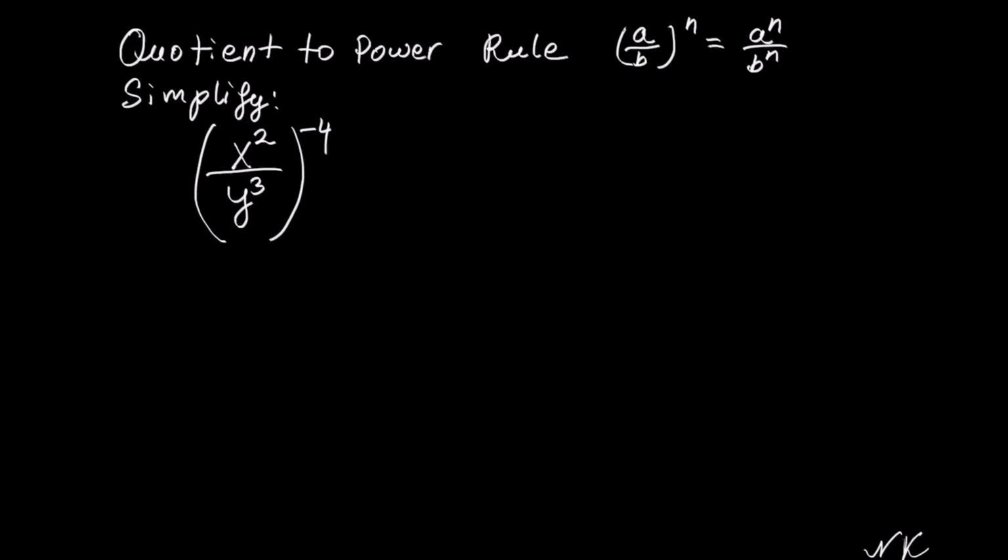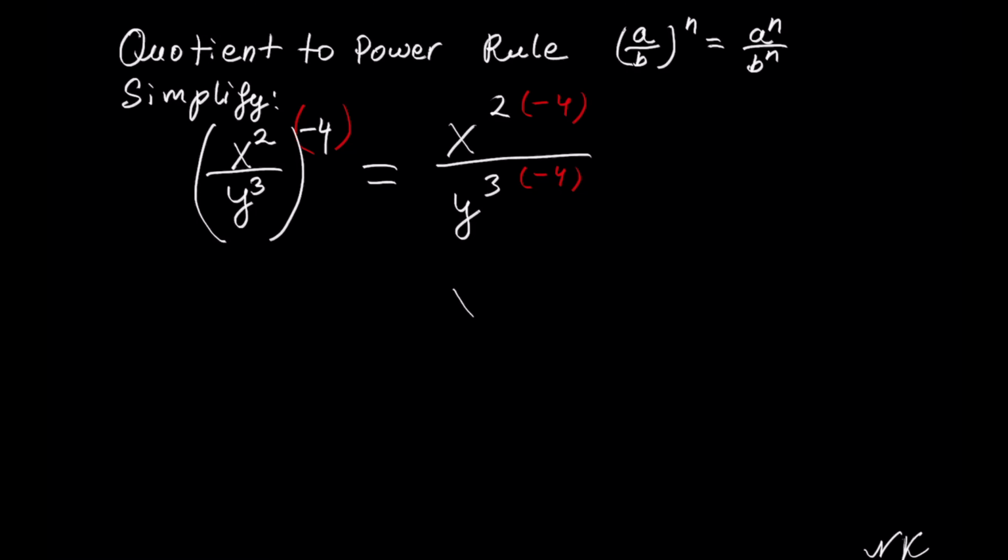Here we have to simplify x to the second out of y to the third raised to the negative 4th power. Since we are going to be distributing negative power, let's put it inside of the parentheses so that we don't confuse multiplication with subtraction. So this will become x to the 2 times negative 4 out of y to the 3 times negative 4.